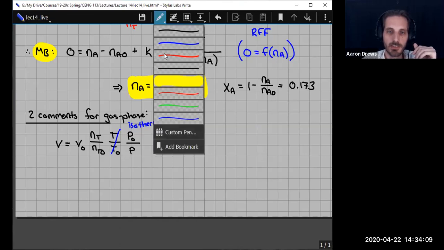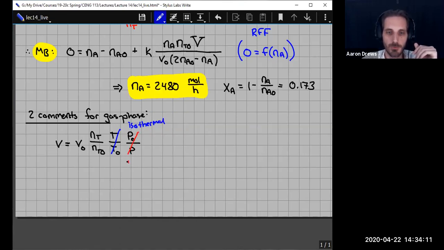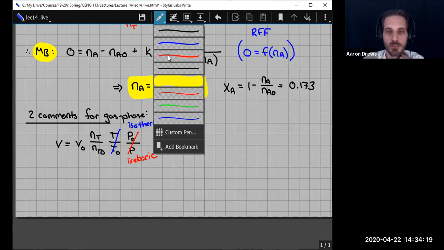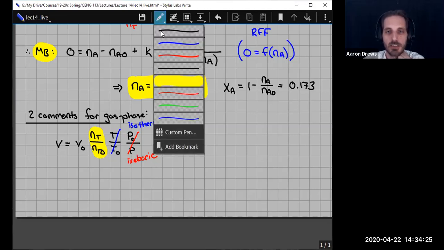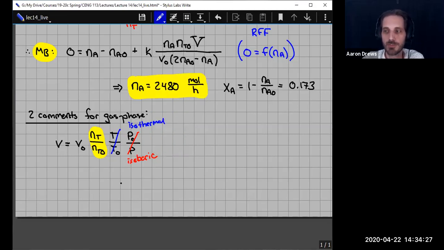If it is isobaric, then you can get rid of this one. All of our CSTRs will always be isobaric. They will not always be isothermal, but they will always be isobaric. And so the remaining one comes, well, when is it the case that N sub T is equal to N sub T zero? That's the case when the stoichiometry is perfectly balanced. So this occurs when you have delta equal to zero.